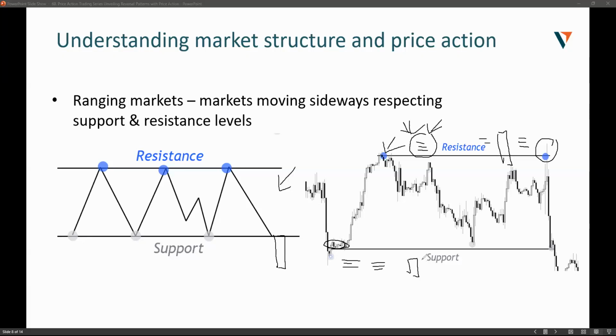Okay, so this is the third type. This is a range. Essentially, you don't see a clear direction. You're seeing price trade within a support resistance level. Okay, so with that, let's move on to chart patterns.